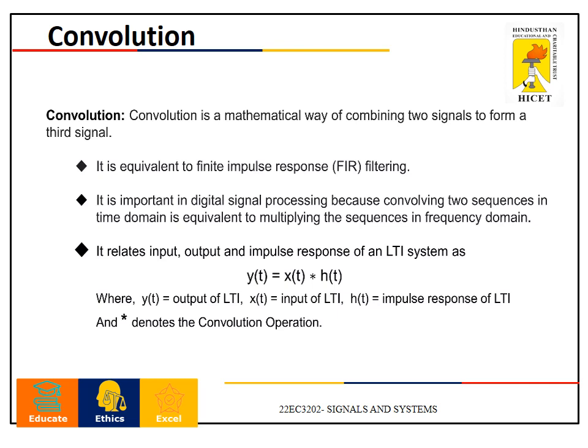Here, the convolution is represented in a linear time invariant system, that is y of t equal to x of t convoluted with h of t. The star symbol represents the convolution operation. y of t is the output of the linear time invariant system, x of t is the input, and h of t is the impulse response of the linear time invariant system.